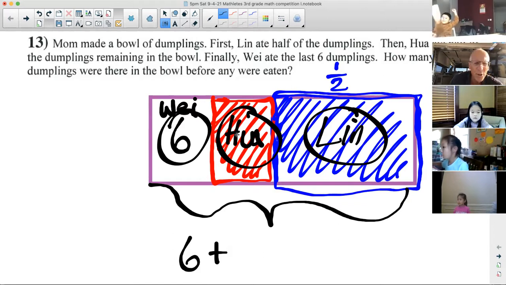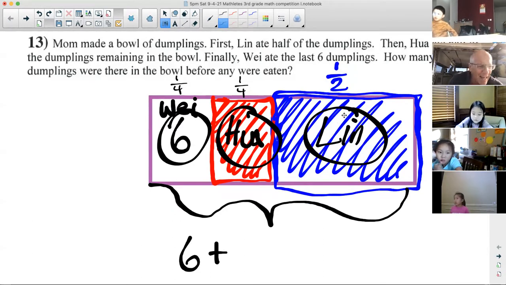Catherine, I'm going to choose you. How many did Hua eat? Remember, doesn't her number look the same as Wei's? Because she ate a quarter. And so she ate 1/4. Wei ate 1/4. And Lynn ate a half.